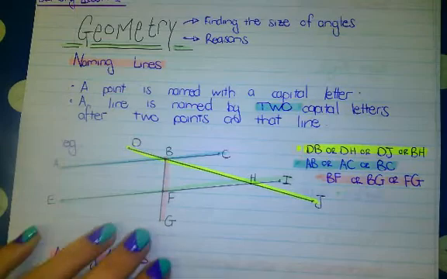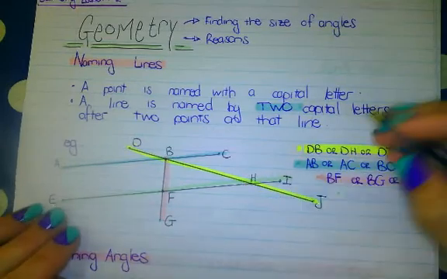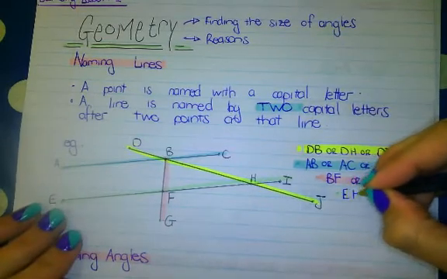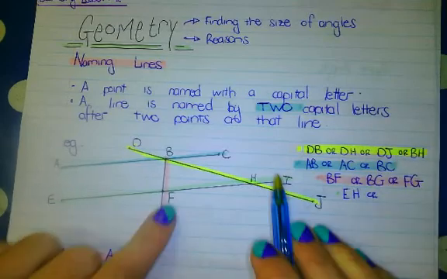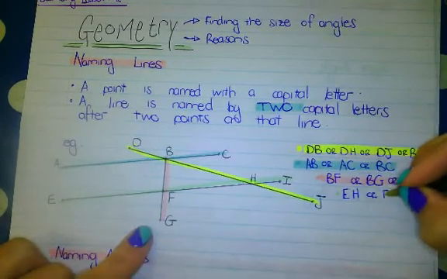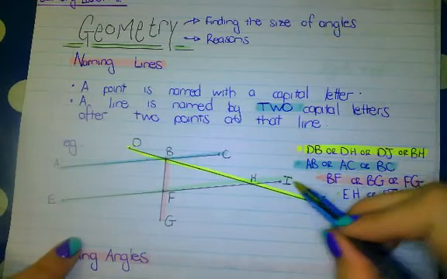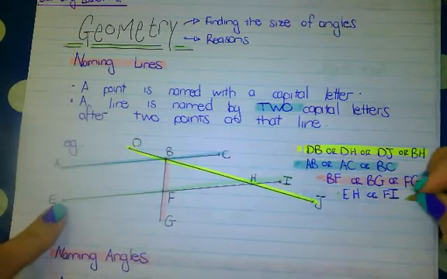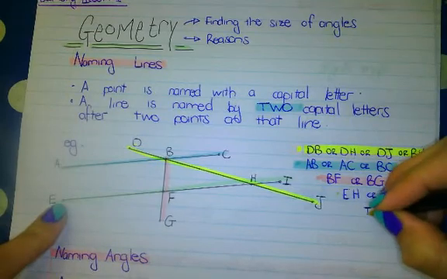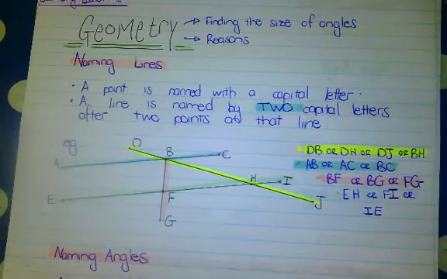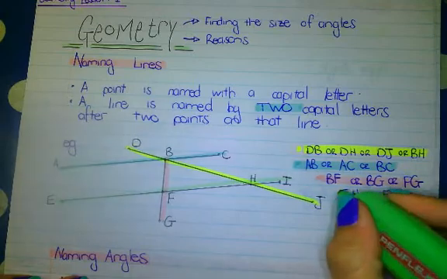So again, I'm just going to go for a couple. We could call it EH if we wanted. Or we could call it FI if we wanted. Okay, we just pick 2 points. Just for fun, I'm going to do a backwards one. We could call it IE if we wanted. Okay, there are tons of different ways that we could name these lines.